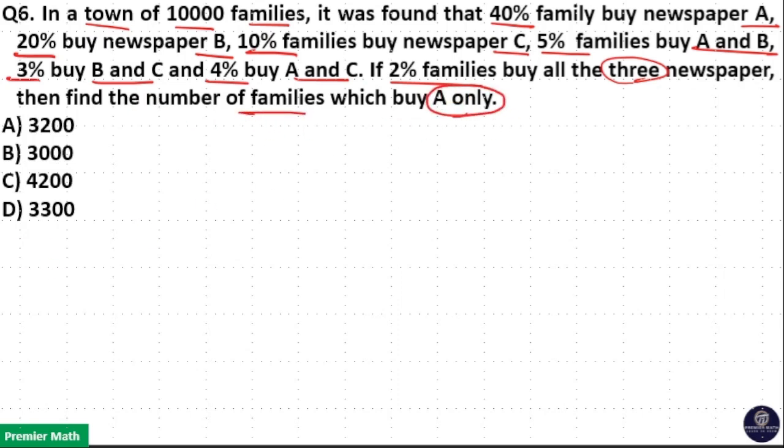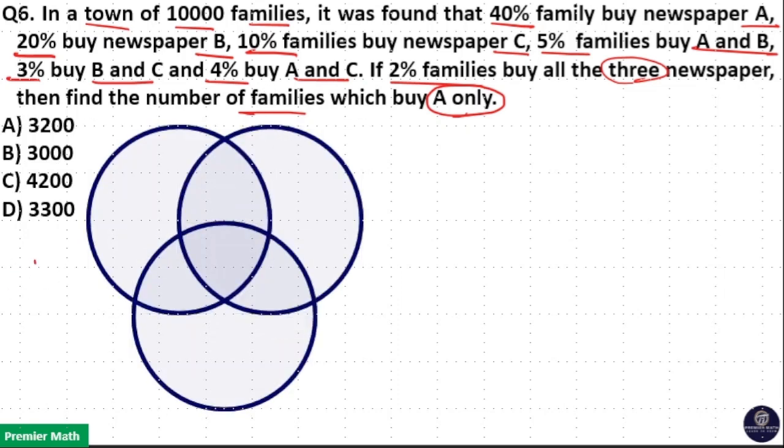Here, if you draw Venn diagram, it is easier to find the answer. Consider this first full circle as newspaper A, then this second full circle as newspaper B, and this third full circle as newspaper C. Now, those who buy newspaper A and B is this intersection portion, that is A intersection B. Those who buy A and C is this intersection portion, that is A intersection C. Those who buy B and C is this intersection portion, that is B intersection C. Those who buy all the 3 newspapers is this tri-junction portion, that is A intersection B intersection C.